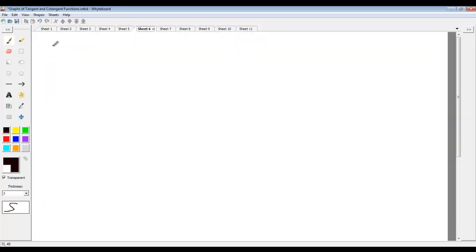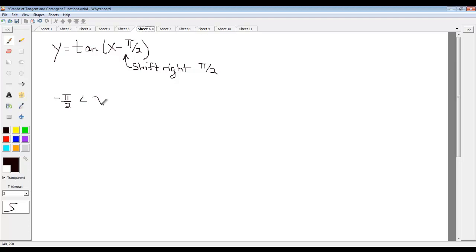Let's do y equals tan of x minus pi over 2. This should cause a bit of a shift, because you have the pi over 2 being subtracted from x. And so we learned about that, it's going to shift right pi over 2 units. Okay, but then for the asymptotes, we can take negative pi over 2 is less than x minus pi over 2, which is less than pi over 2. Take care of that, you end up with 0 is less than x, which is less than pi. That'll help you with your vertical asymptotes.